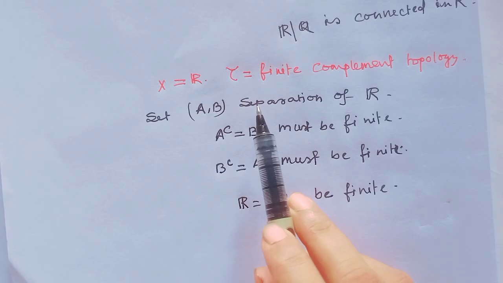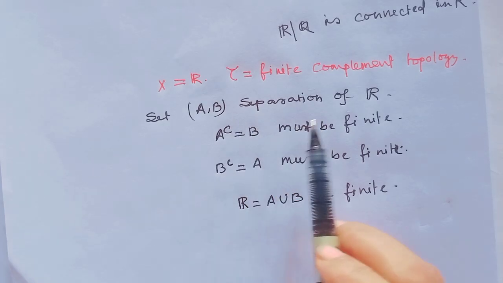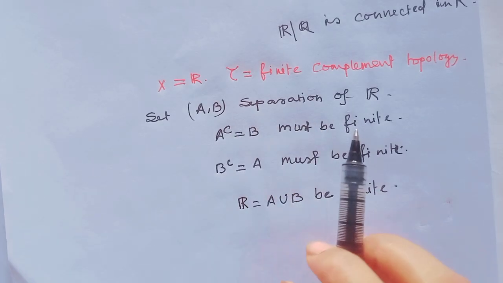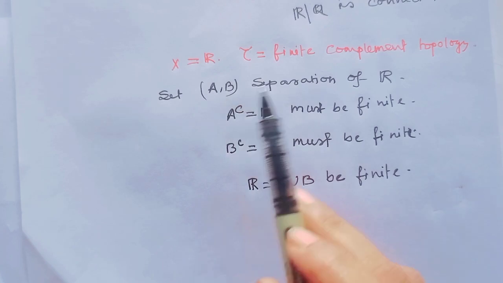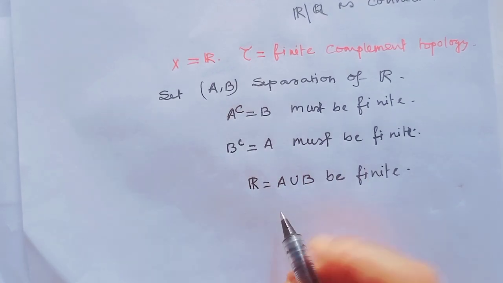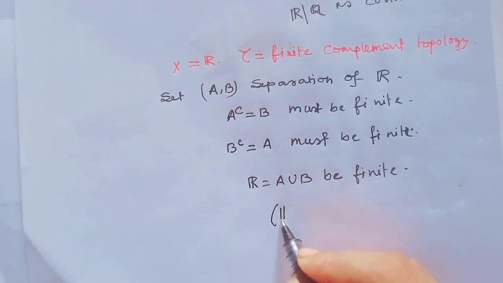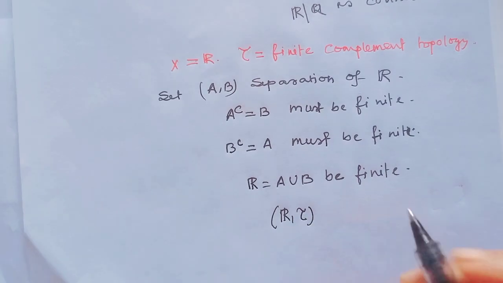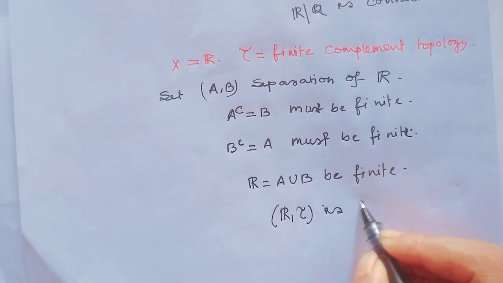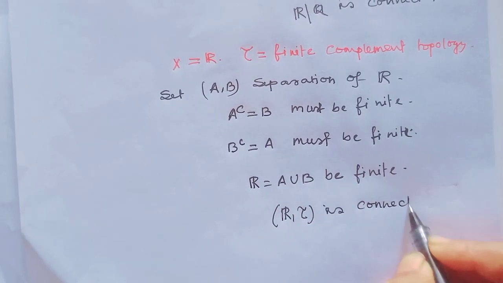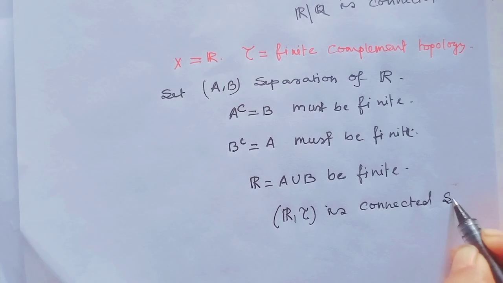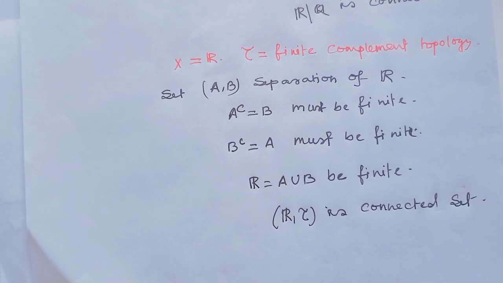So this is not a separation, this is a connected set. That means real numbers in the cofinite topology form a connected set. I hope all my viewers have understood this, okay.